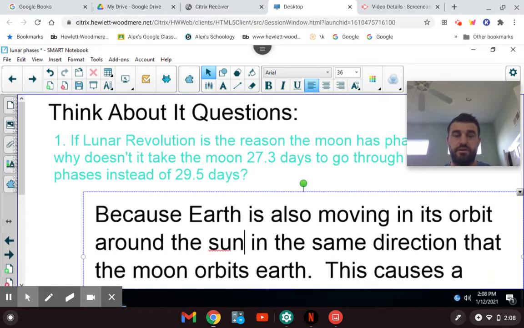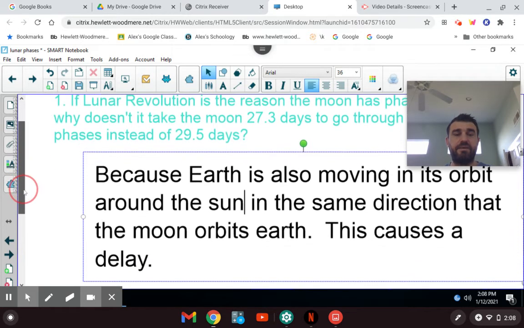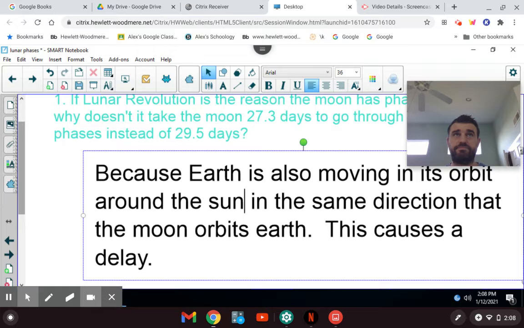around the sun. So if you're understanding what I'm saying, it's kind of like a game of catch-up in a way. You have two different cars racing in the same direction. So the Earth is moving around the sun at the same time the moon's moving around Earth. And since they're going in the same direction, the moon has to catch up a little bit every lap it takes. So it's about a 2-day delay.